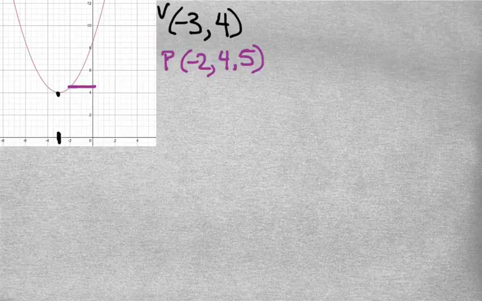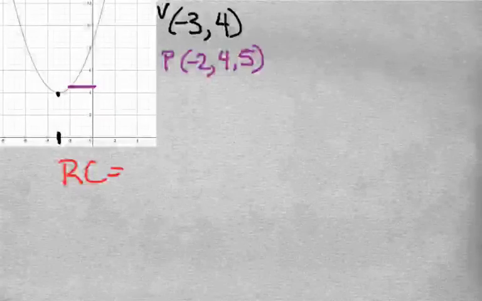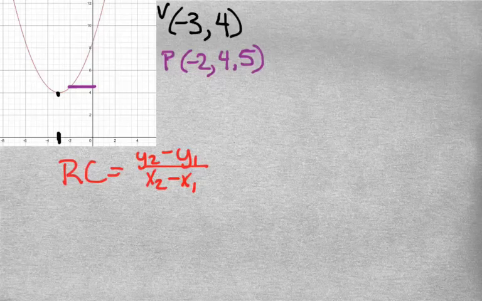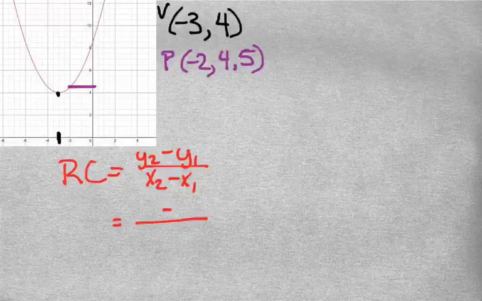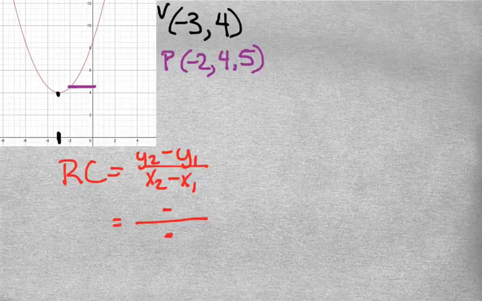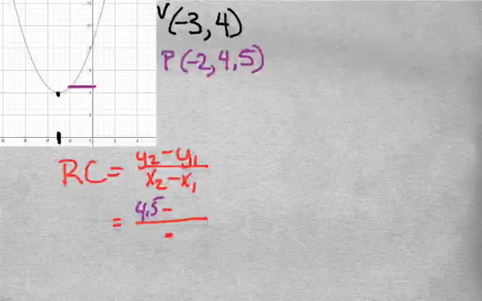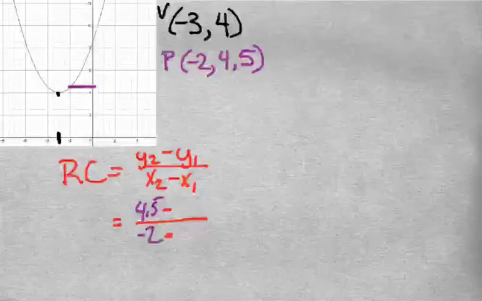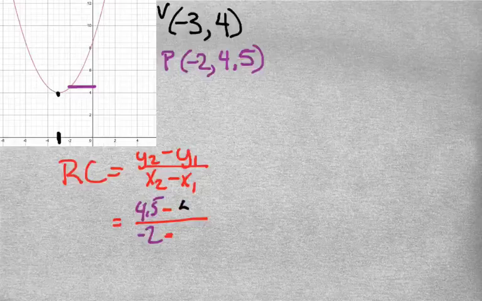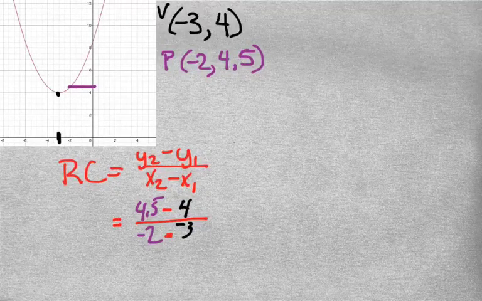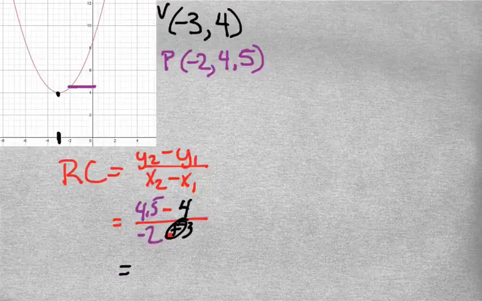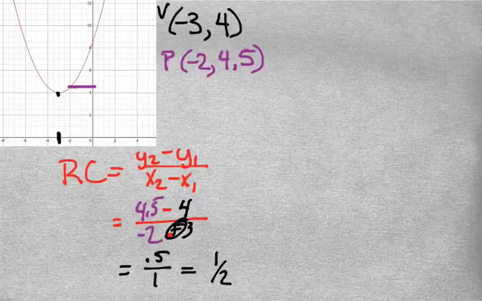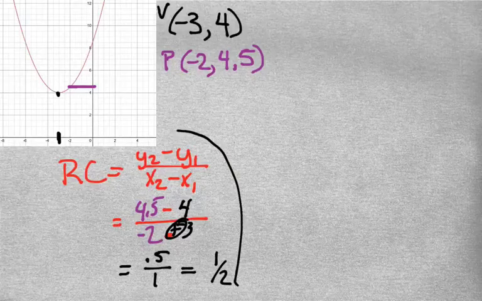And now we're going to plug into the rate of change formula, which is y2 minus y1 over x2 minus x1. I typically put my vertex as my second point. If we plug in our point, it was 4.5 minus 4 over the x value, which was negative 2. And then now let's do the ordered pair for the vertex, and negative 3 does make a plus. And so we have 0.5 over 1, which is 1/2, or 0.5. The computer is going to want you to put it as fractions, so make sure you can convert back and forth.